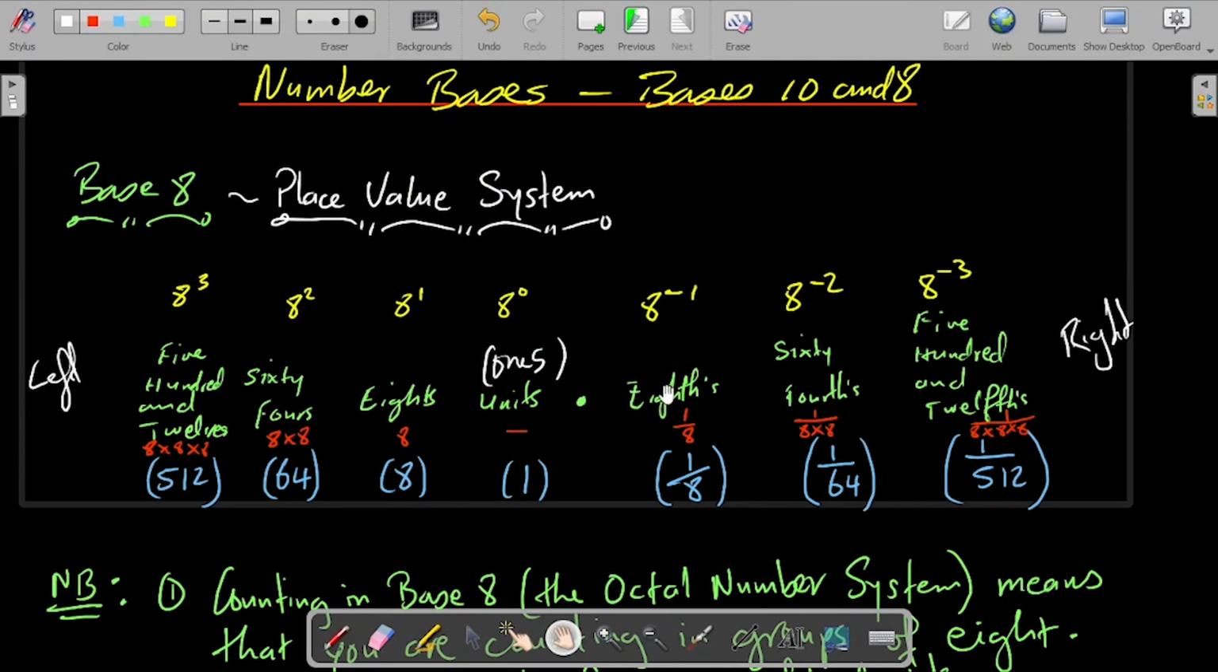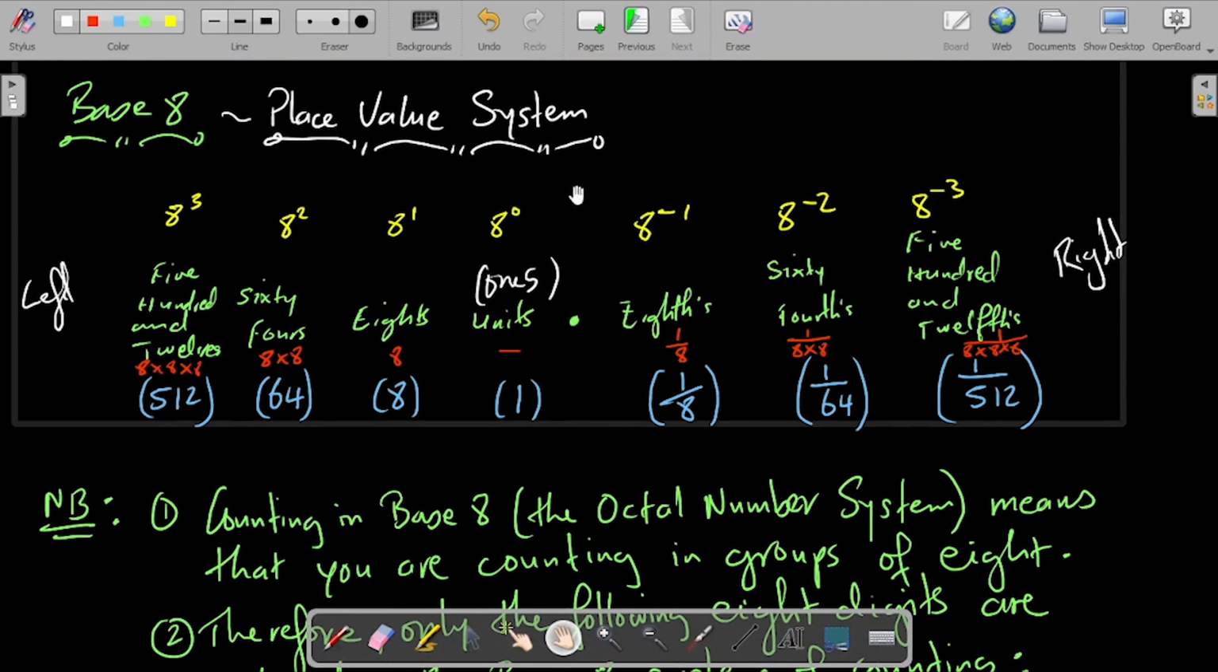Then to the right of the decimal point, we have the 8th place, right, which corresponds to 8 to the power of -1, or in other words 1 over 8. Then we have the 64th place, which corresponds to 8 to the power of -2, or 1 over 64. And then we have the 512th place, which corresponds to 1 over 512, which is 1 over 8 times 8 times 8, 8 to the power of -3. Okay, so these are the place values of the base 8 number system, right? It's always 8 to the power of.